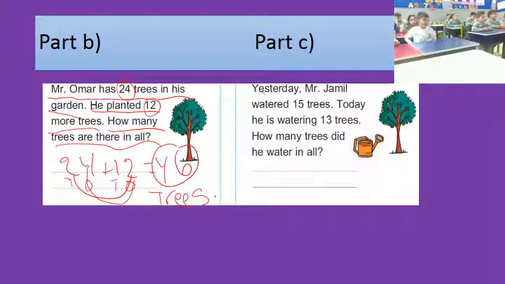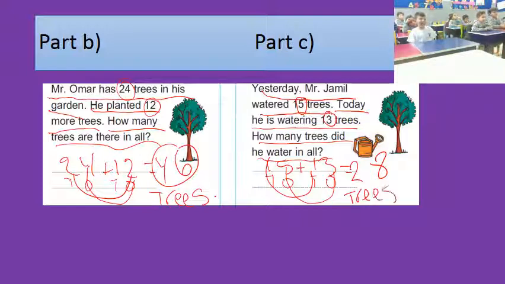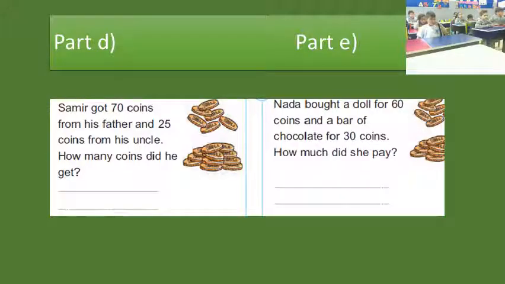Part C. Yesterday, Mr. Jamil watered 15 trees. How many trees? 15 trees. Today, he is watering 13 trees. How many trees did he water in all? What do we do? 15. Bravo. Tens, ones. Tens, ones. Ones with the ones. 5 plus 3. 5 in your head. 3 on your fingers. 5, 6, 7, 8. 1 plus 1? 2. How many trees? 28 trees. Excellent.